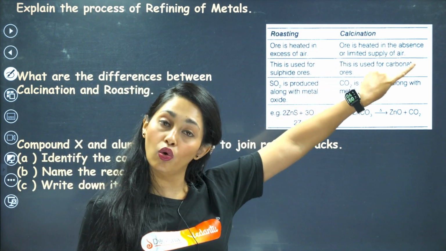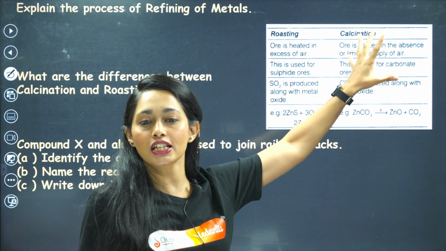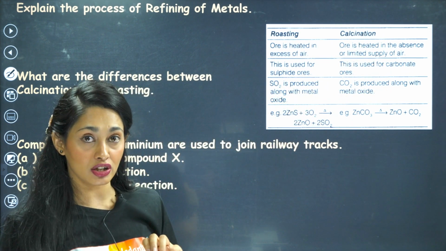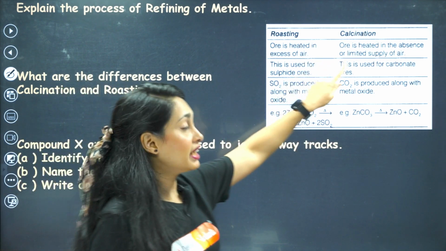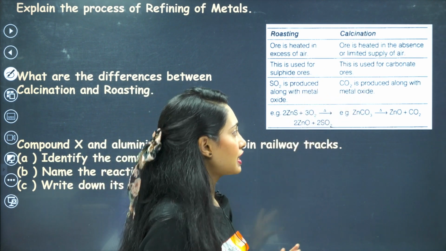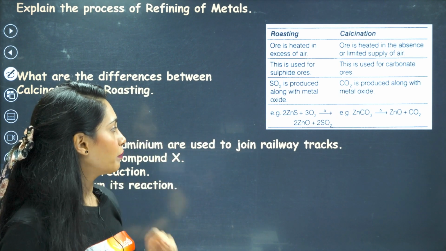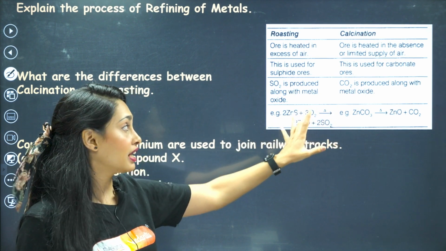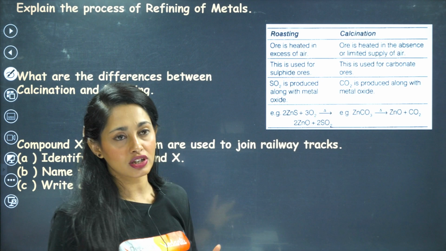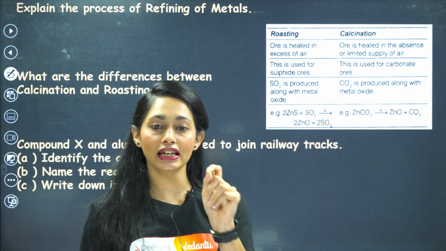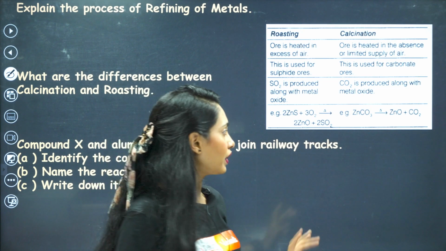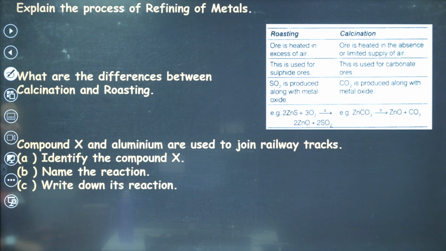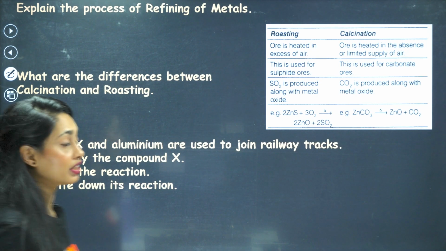So we will not be heating the ore in oxygen, or in limited supply of oxygen, we are going to heat it. Sulfur dioxide is produced along with the metal oxide during roasting. But in calcination, carbon dioxide gas is produced along with the metal oxide. There is an example here. Zinc sulfide is heated in excess of oxygen to give zinc oxide and sulfur dioxide gas. Zinc carbonate is heated in limited supply of air or in absence of air to form zinc oxide and carbon dioxide gas.